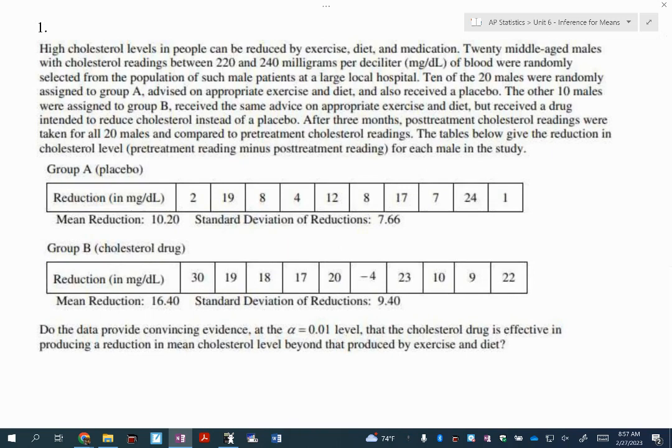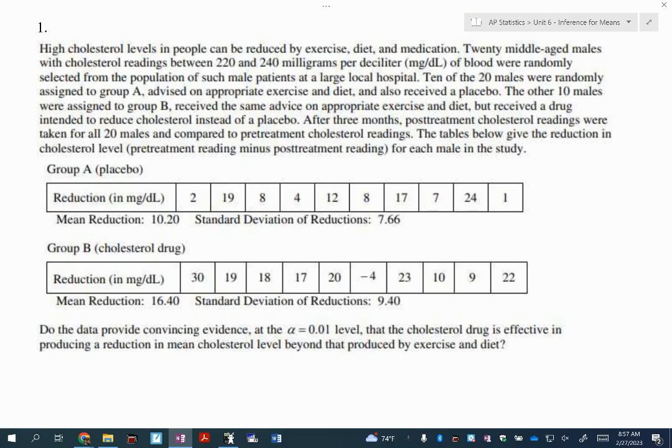Both of these groups have men that have high cholesterol readings. They're middle-aged males, 20, so 10 in each group. They're randomly assigned to either be group A, where they get a placebo. Remember, that's a sugar pill, so it looks like the real thing, but is not actually the same drug. And then group B, where they're actually getting the cholesterol drug.